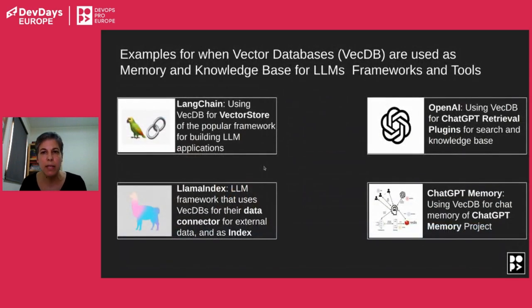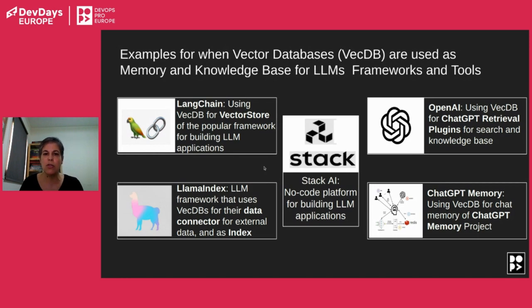Okay, so examples of when a vector database is actually used as memory and knowledge base for LLM frameworks and for LLMs, large language models. Here I put a few of the popular frameworks and tools: LangChain, which is very, very popular, Llama Index, OpenAI, ChatGPT memory. All of them are using vector databases for knowledge augmentation, and in the case of ChatGPT, for the chat memory, okay? And they're already pre-integrated with the leading vector databases, and they're adding more and more. And just yesterday, I saw Stack AI, which is a middle layer, no-code platform for building LLM applications. They say, look, Claude is huge, it has 100K tokens, but still the most efficient way that we recommend is using a vector database, because otherwise it will cost you $1 per API call, and this doesn't really scale.